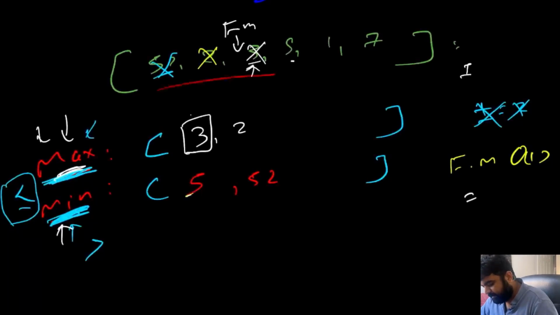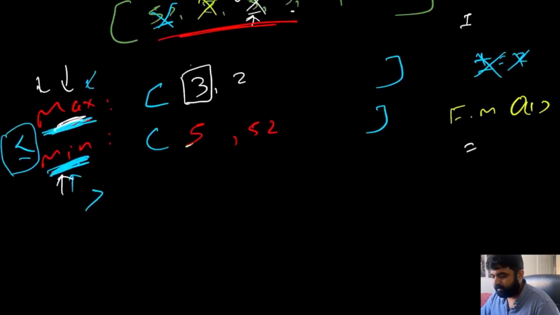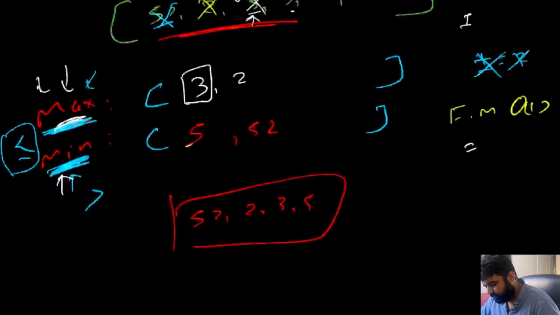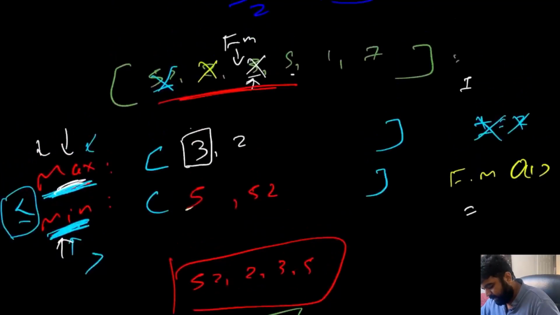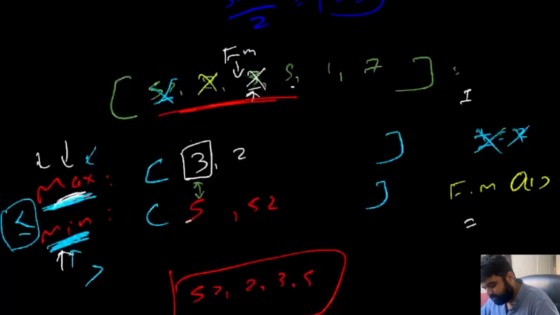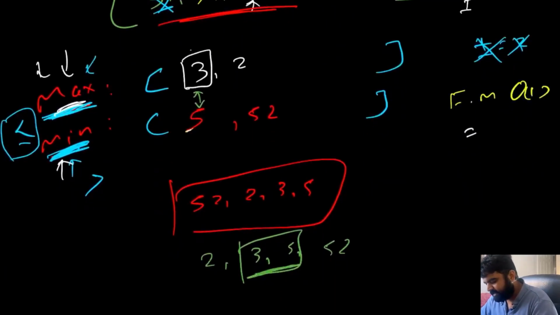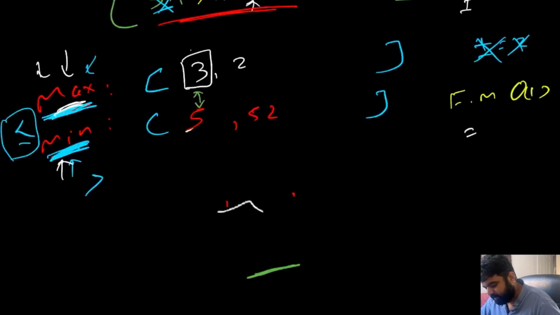Because up until this point, the original elements were 52, 2, 3 and 5. If you just want to put them in a single ordered list, it is going to look like 2, 3, 5 and 52. And we are only concerned with these two values, 3 and 5, which we are able to make sure of using this min heap and max heap. So that's why we are going to get rid of all of this. This was just for explanation purposes, but you get the idea of what we are trying to do.